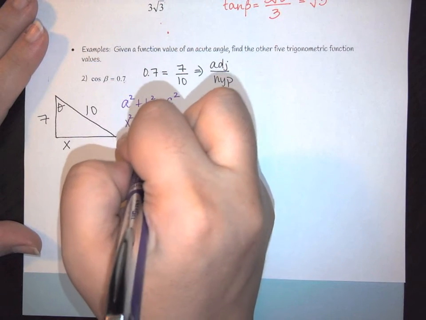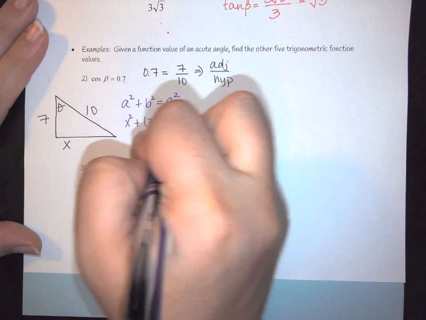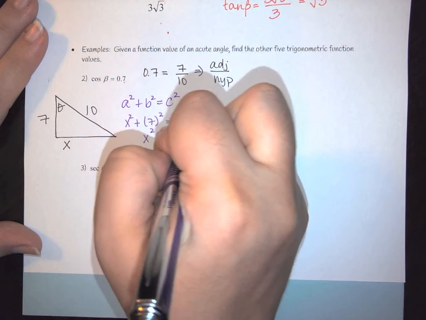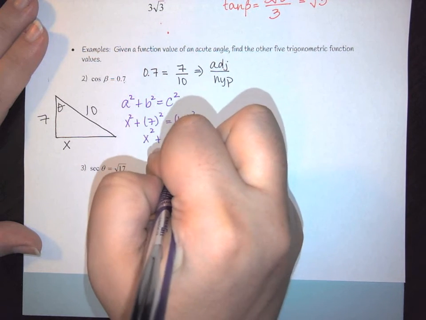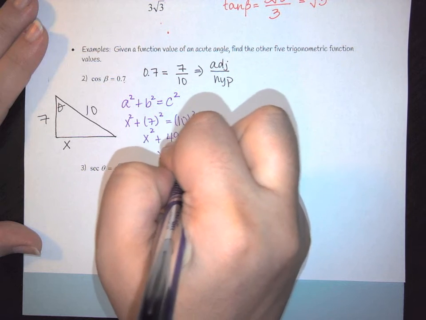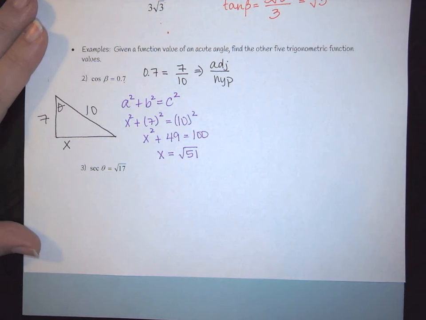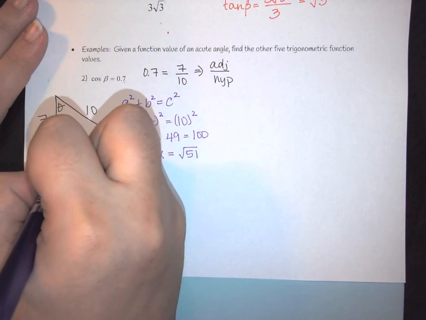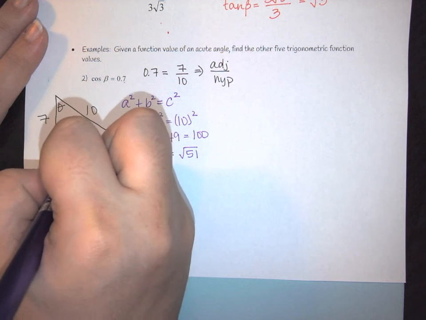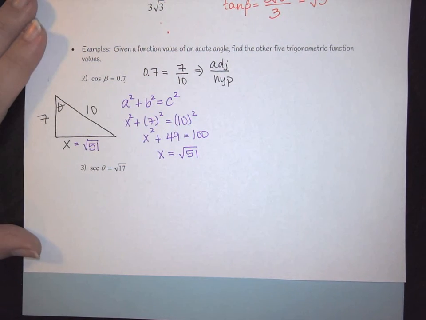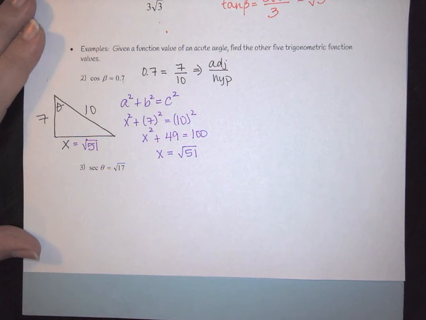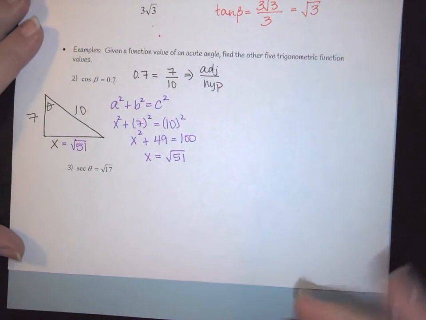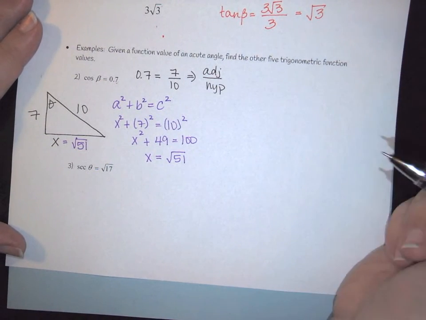So I have that x squared plus 49 is equal to 100. So x is equal to the square root of 51. So that's what would go right here, that this would be the square root of 51. Once you've figured out this missing side, now you have everything you need in order to set yourself up. So we need to find the other 5 functions.